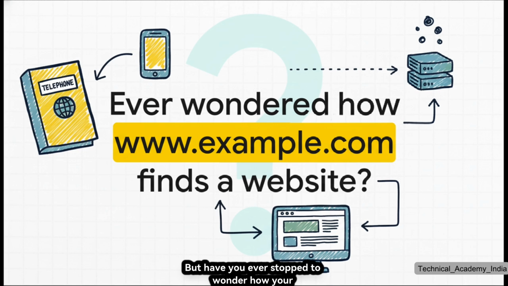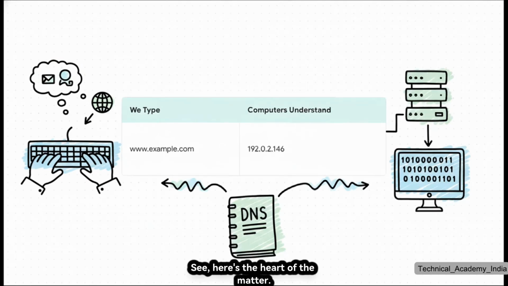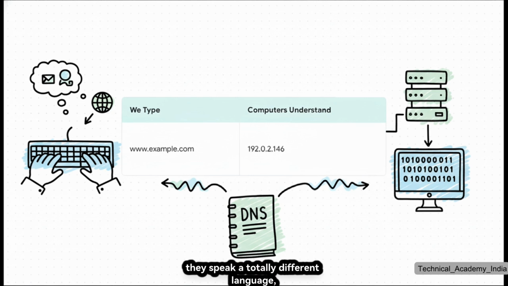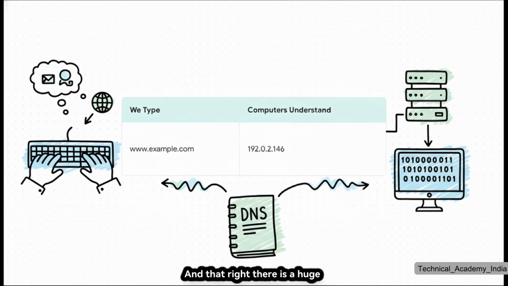But have you ever stopped to wonder how your computer knows where www.example.com actually is among the billions and billions of devices connected to the internet? That's the big question we're going to tackle. See, here's the heart of the matter. We humans, we think in words. We remember names like example.com. But computers, the internet, they speak a totally different language, a language of numbers, specifically these long strings called IP addresses. And that right there is a huge translation gap.